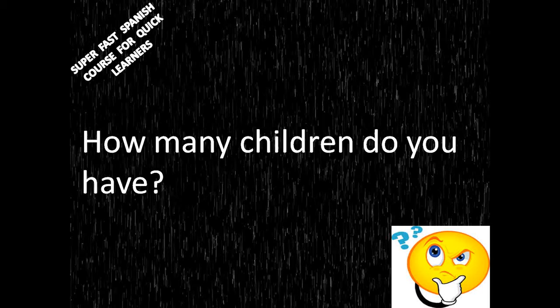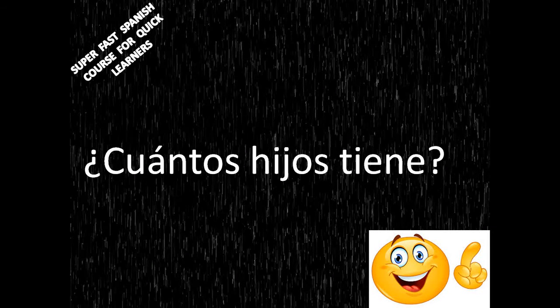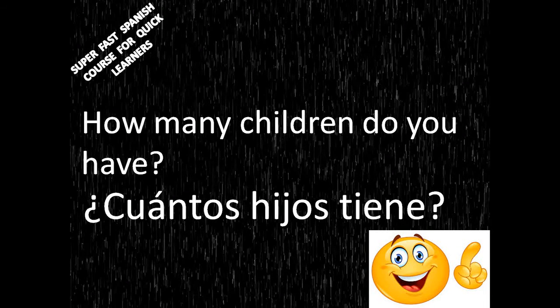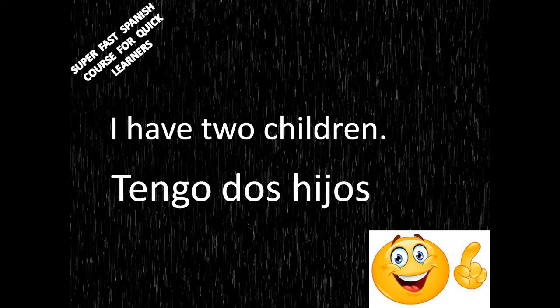So how will you say how many children do you have? Think about it. Yes, you will say cuántos hijos tiene. How many children do you have? I have two children. How will you make this sentence? You will say tengo, meaning I have, dos hijos. Dos means two. Hijos means children. So tengo dos hijos. I have two children.